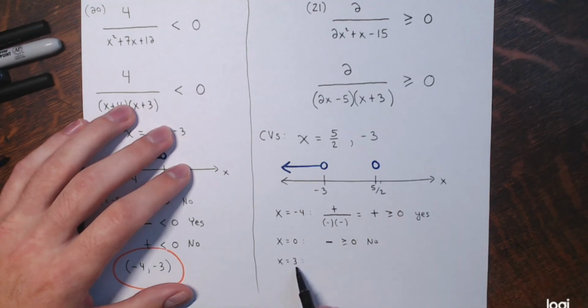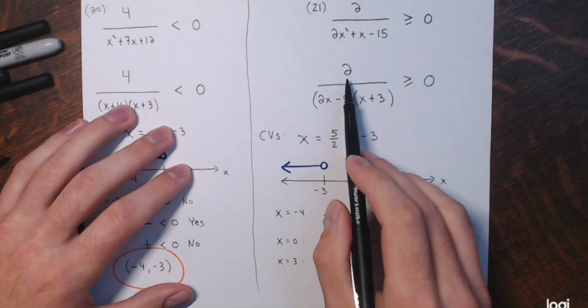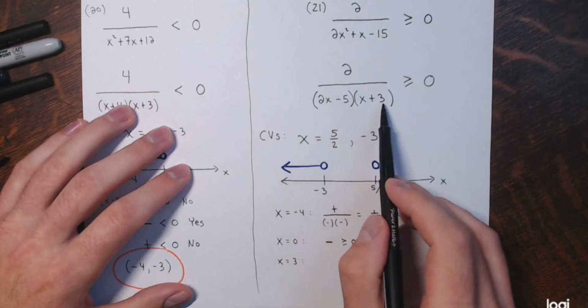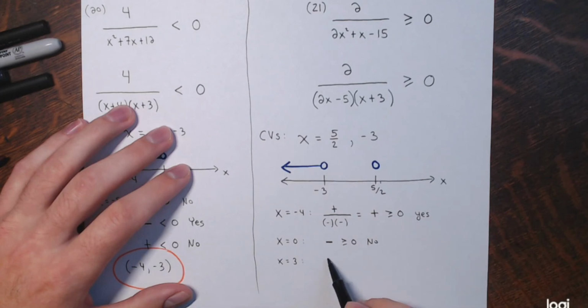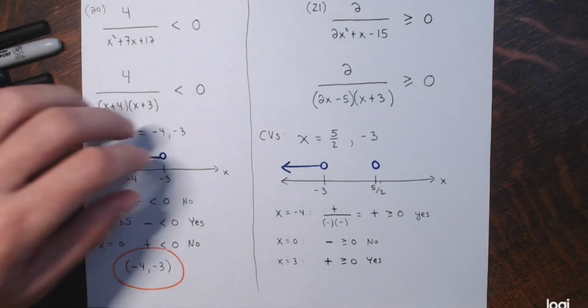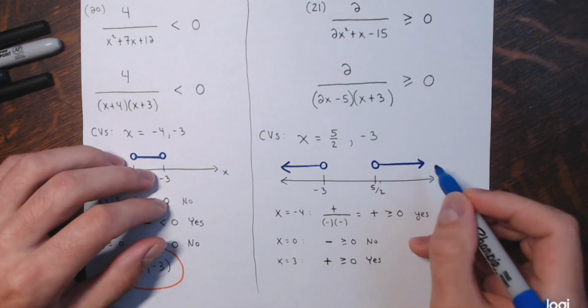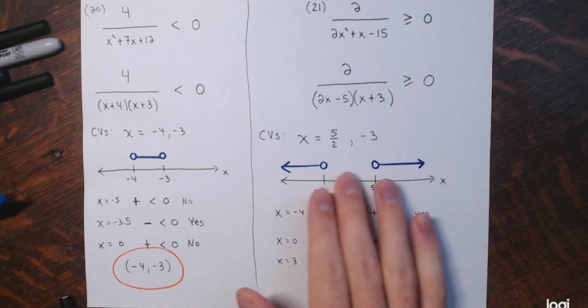If x were 3, again, you have a positive numerator. This would be positive 6 minus 5. This would be positive. So everything's positive. You have a positive number on the left. Is that greater than or equal to 0? Absolutely. All right, so you have the numbers to the right of 5 halves are solutions. All right, mark that off. So here's a graph of the solutions.